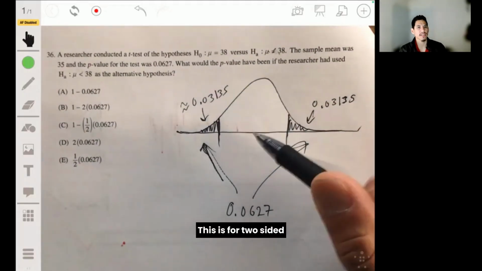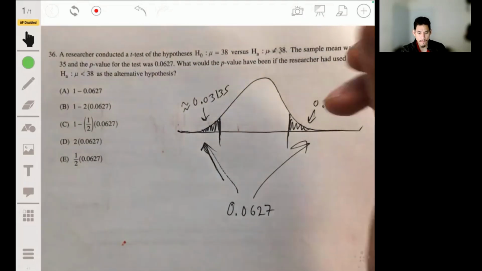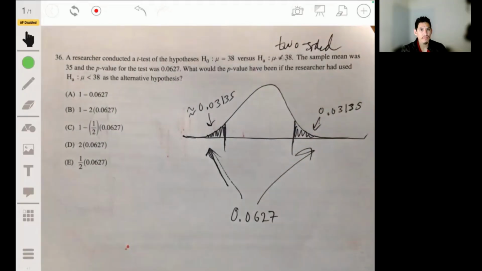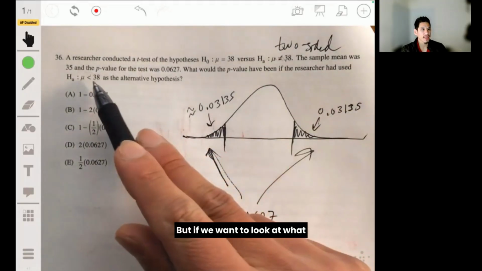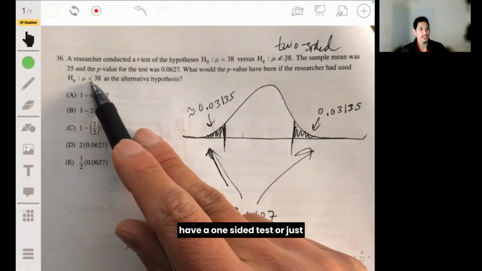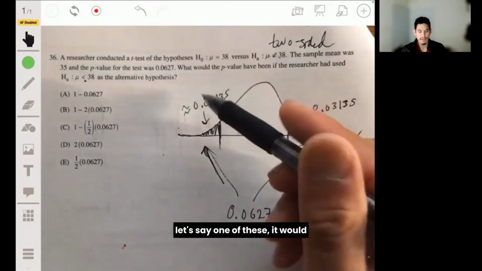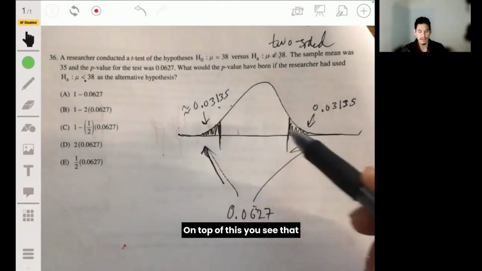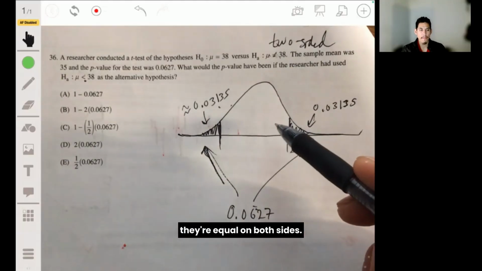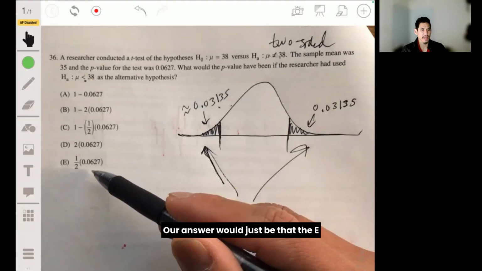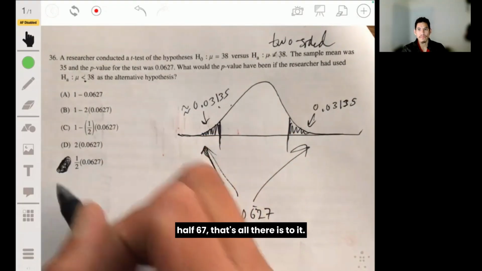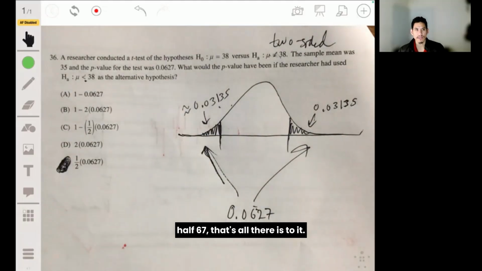This is for two-sided tests or a not equal test. But if we want to look at what the p-value would be if you just have a one-sided test, let's just say one of these, it would just be half of that. Half of this gives you that. They're equal on both sides. So our answer would just be E, half of 0.0627. That's all there is to it.